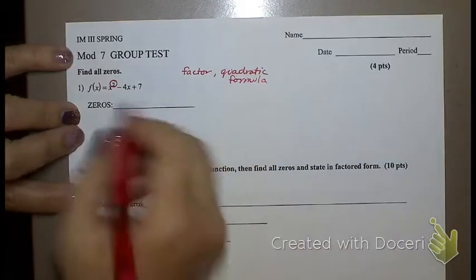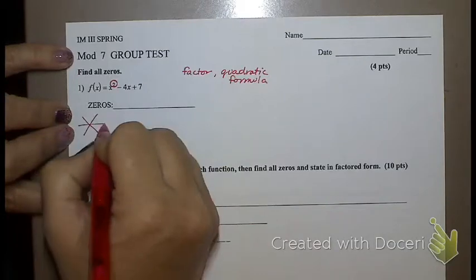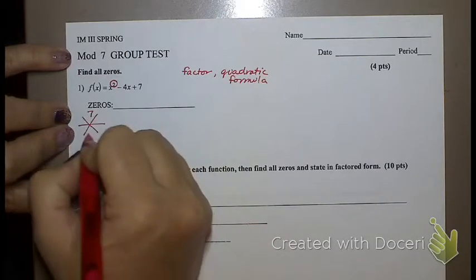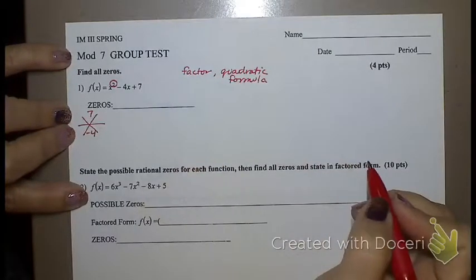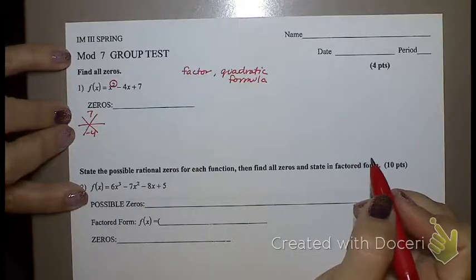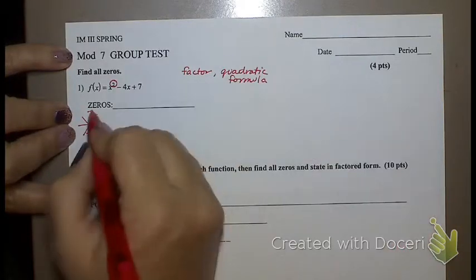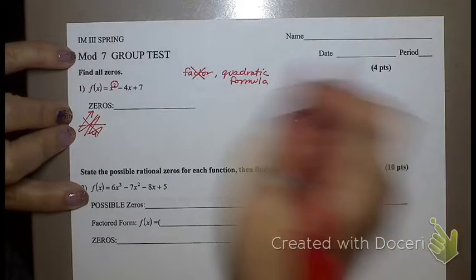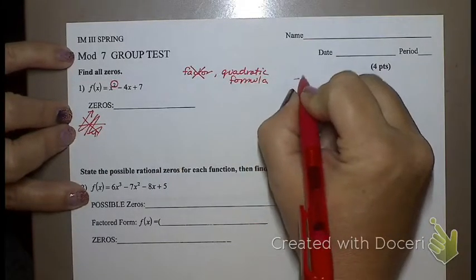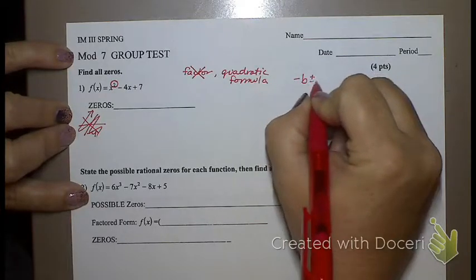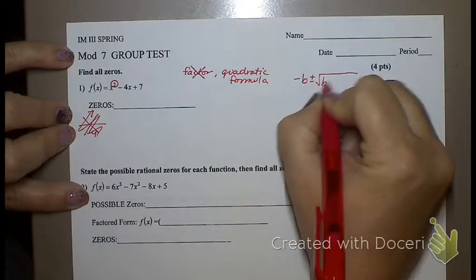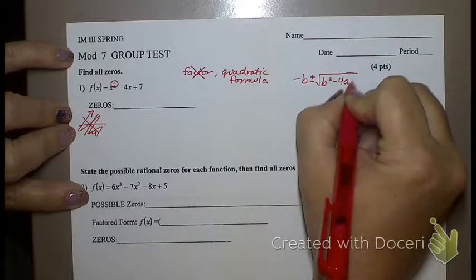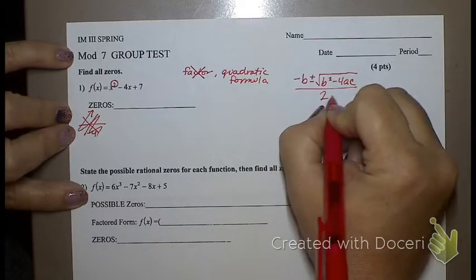So my first thinking would be to try factoring. That would be a 7 on top and a -4 on the bottom. Is there anything that would multiply to get 7 and add to get 4? No. So factoring is no longer an option because it doesn't work. Therefore, I'm left with quadratic formula. Quadratic formula, -b plus or minus the square root of b squared minus 4ac all over 2a.